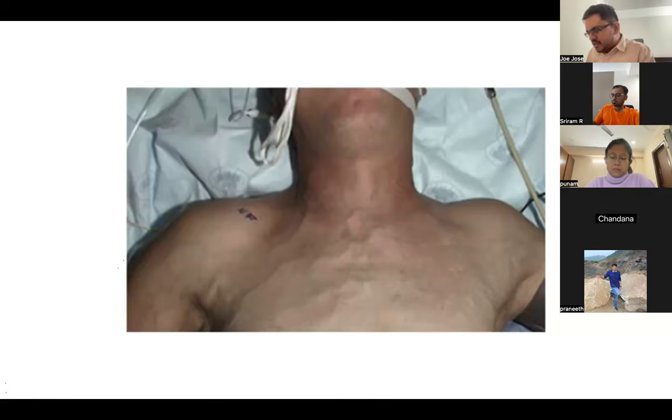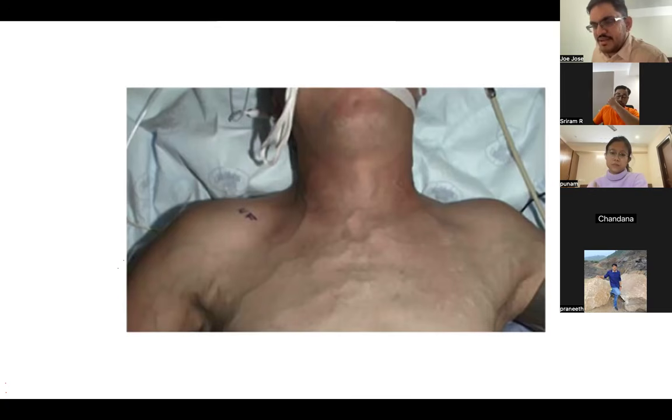Can you tell me the most common malignant causes of SVCO? The top three. First would be lung cancer, non-small cell lung cancer, small cell lung cancer, then lymphoma, and mediastinal tumors like thymoma. Yes, number one is lung cancer. Small cell lung cancer has a higher propensity to cause it, followed by non-small cell lung cancer, because they are more central masses and fast-growing tumors. Yes, sir. Second is lymphoma, and third is actually metastasis.